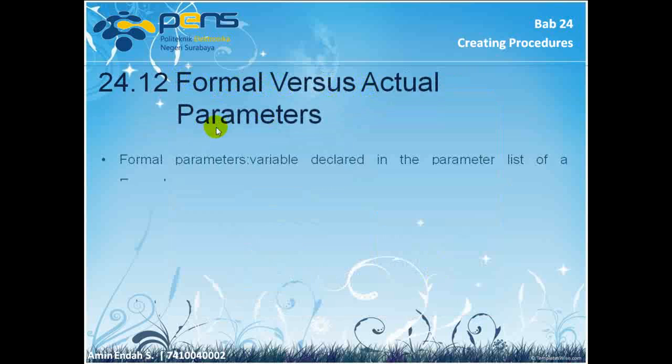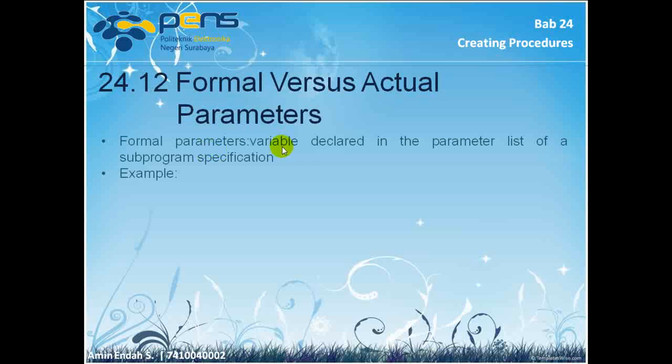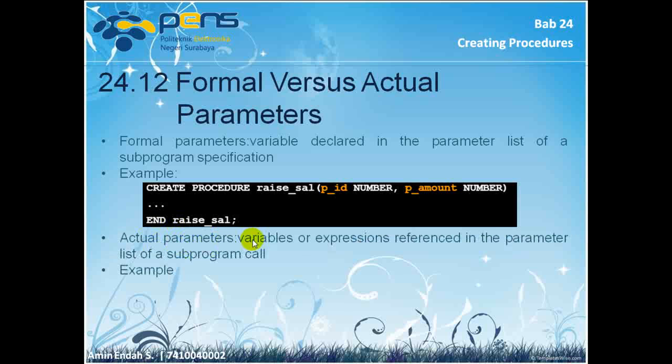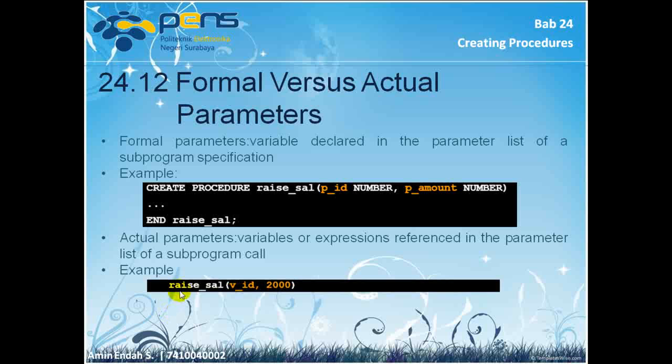Formal versus actual parameters. A formal parameter is a variable declared in the parameter list of a subprogram specification. Example: CREATE PROCEDURE raise_sal (p_id NUMBER, p_amount NUMBER), and this is the statement, and END raise_sal. An actual parameter is a variable or expression referenced in the parameter list of a subprogram call. Example: raise_sal(v_id, 2000).